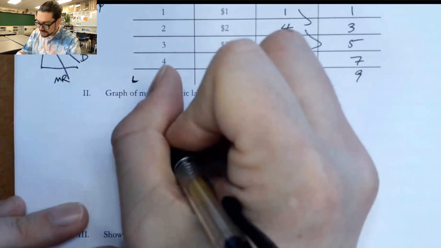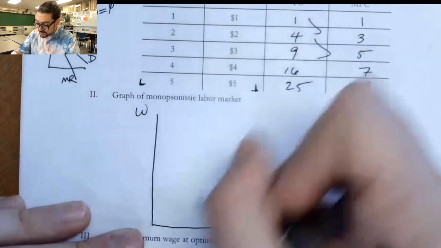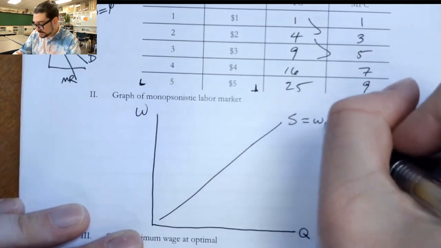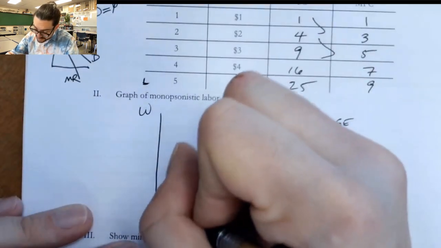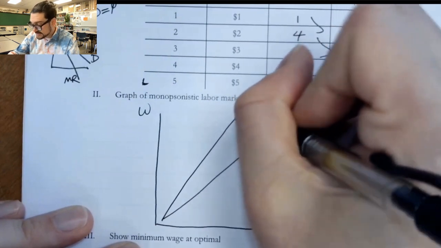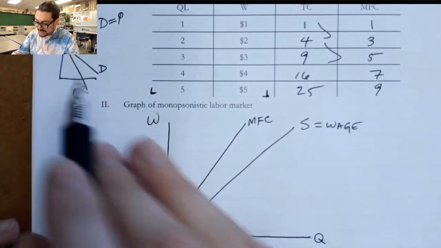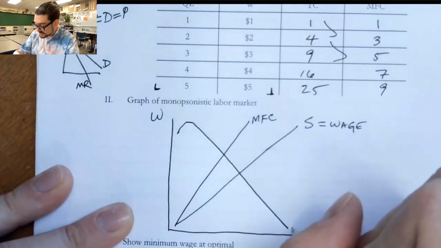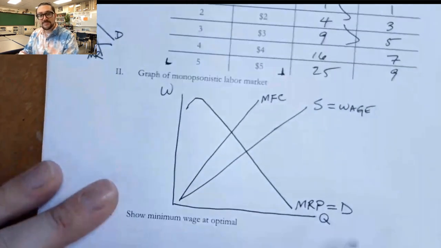So that means that when we graph a monopsony labor market, we have this quantity and we have a wage, and we're going to have an upward sloping supply. That's going to tell us the wage that the workers are paid. But there's going to be a higher value that's the MFC, and that MFC is basically the same idea as marginal revenue. And we're going to have the same marginal revenue product, that is to say the demand for labor, that's coming up and coming back down again.